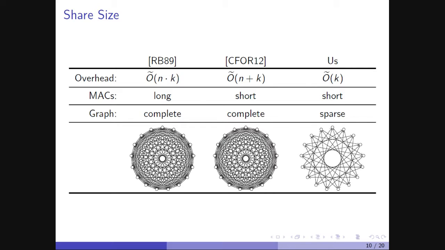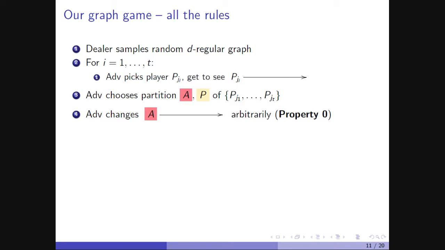So, okay, what's our graph game? It looks like this. The dealer samples a graph, and the adversary adaptively corrupts and decides which of the parties are active and passive. And then he has the ability to change the outgoing edges from the active players arbitrarily. We call this property zero.